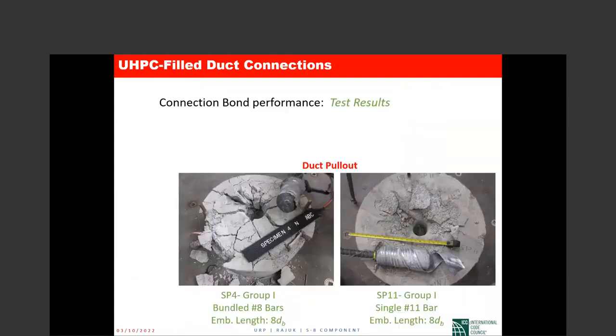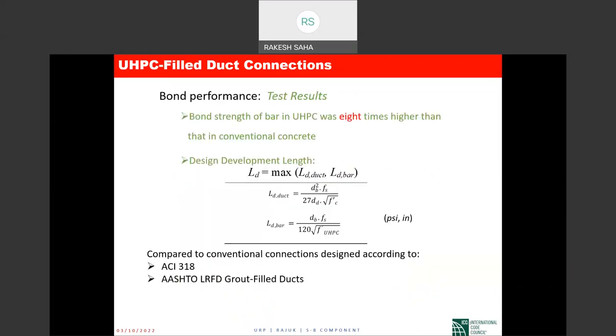So we tested these under tension. As you can imagine, in some cases we had the bar pull out, but in some cases we had the entire duct pulling out of the specimen. You notice that here, there are a couple of samples. One has a number 8 bar, the other one has number 11 bars, and you notice the entire duct was pulled out. So there are two modes of failure that you could have. One is the bar pulling out from the duct. The other one is the duct itself pulling out.